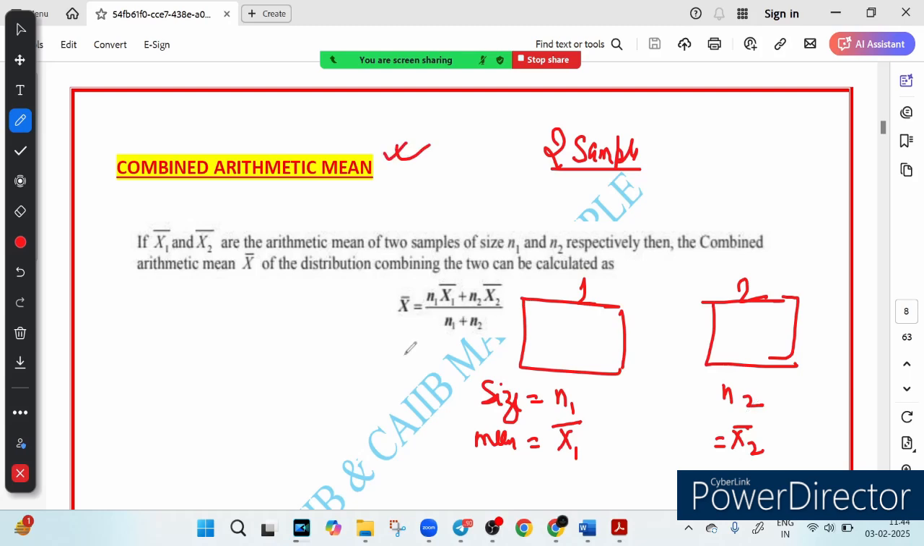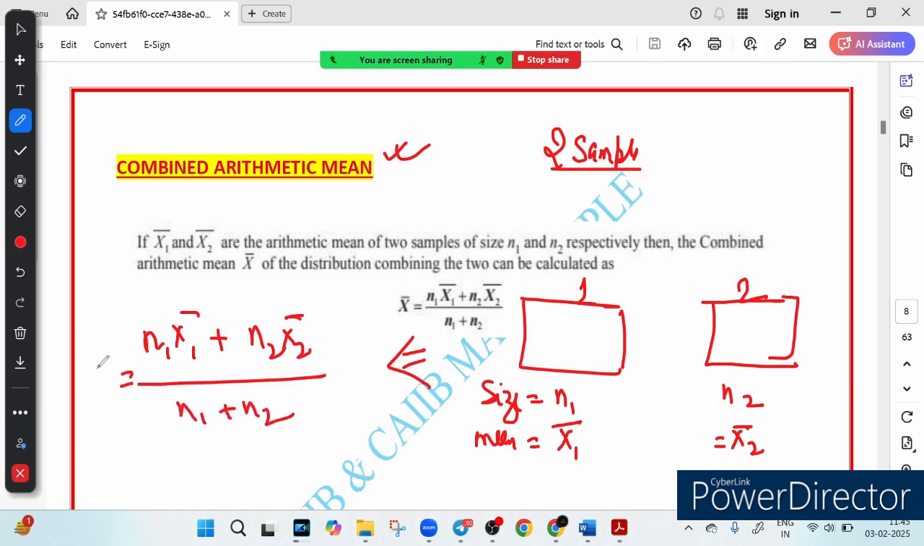So how can we find the combined arithmetic mean? You might have heard about the weighted average, right? You know how to calculate the weighted average? Simply you multiply n1 with x1. So we can write (n1 x1 bar plus n2 x2 bar) divided by n1 plus n2. This will give you the combined arithmetic mean x bar, right?